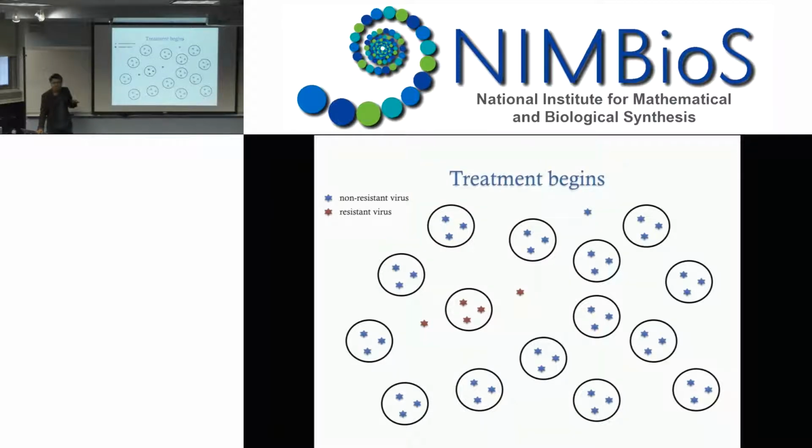When you start treatment, you stop the viral production. So most of the extracellular viruses are wiped out by our immune system. And although the extracellular viruses are wiped out, at this time point there's no way for the resistant virus to grow because there's no place for the resistant mutant virus to go to replicate.